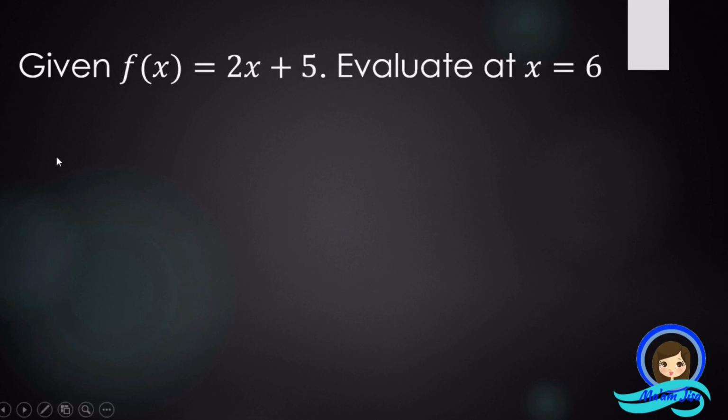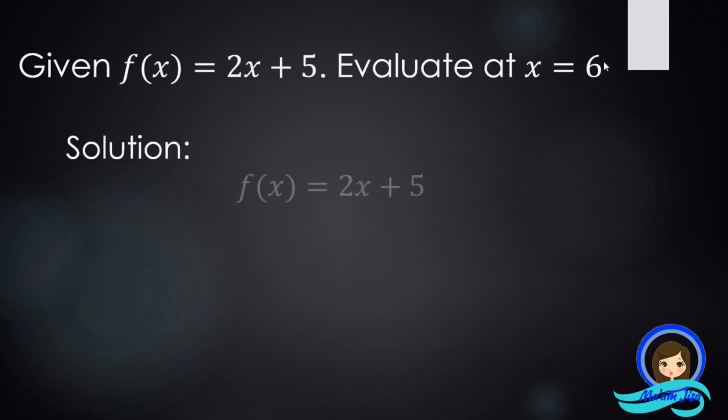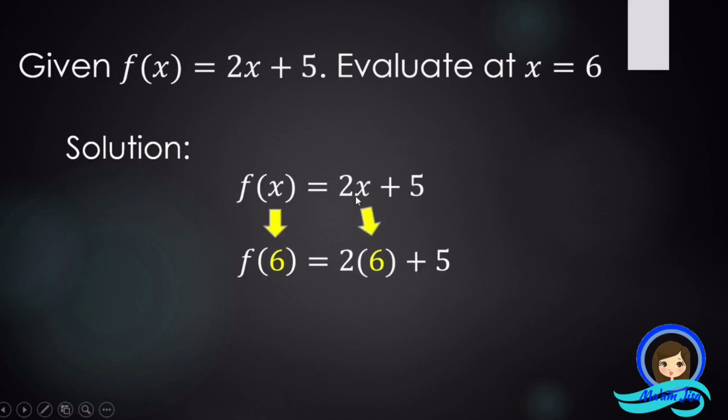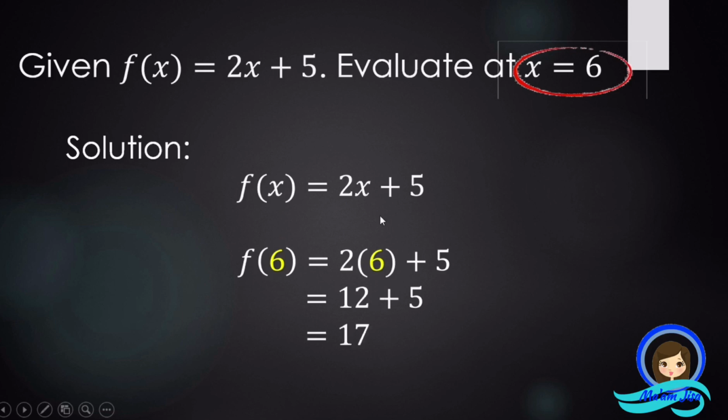Let us have some examples for you to understand it more. So we have here the given function 2x plus 5 to be evaluated at x equals 6. Now we need to replace all the x's with 6 since 6 is the given. Now, proceed. 2 times 6 is 12, added to 5. Therefore, the value of the function 2x plus 5 at x equals 6 is 17.